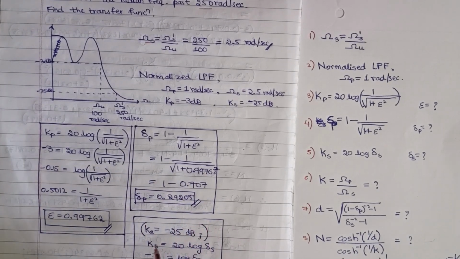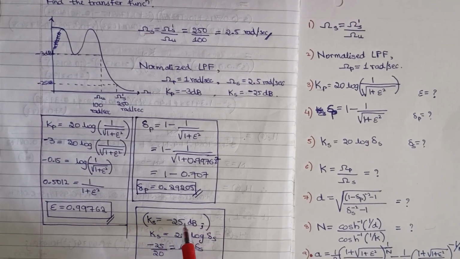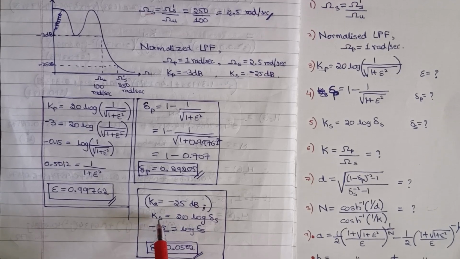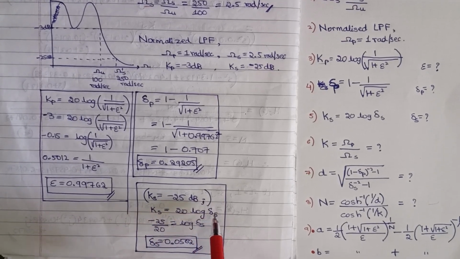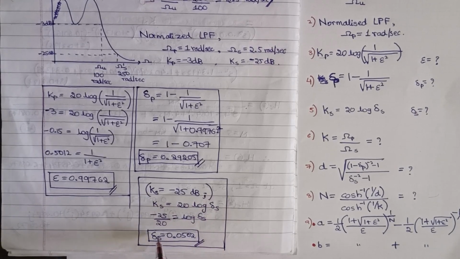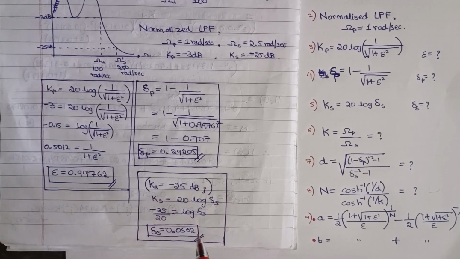0.29205. We know that Ks is equal to minus 25 dB. We have to find delta S. We have the formula Ks is equal to 20 log delta S. From this we get the value of delta S. Delta S is 0.0562.